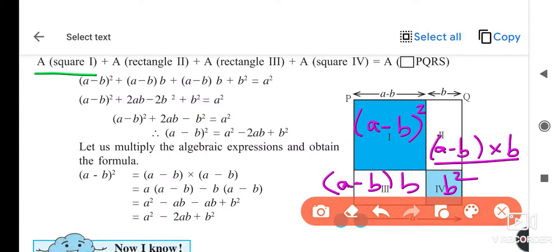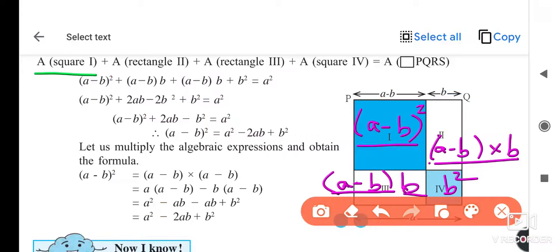Clear, all of you? Area of the first square is equal to (a minus b) square. Area of the second rectangle is equal to (a minus b) into b. Area of the third rectangle is equal to (a minus b) into b. And area of the fourth square is equal to b square.